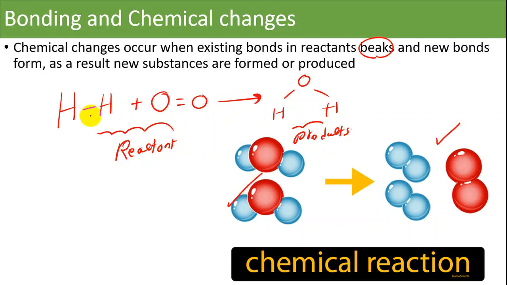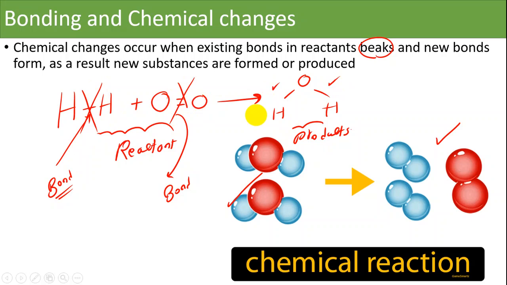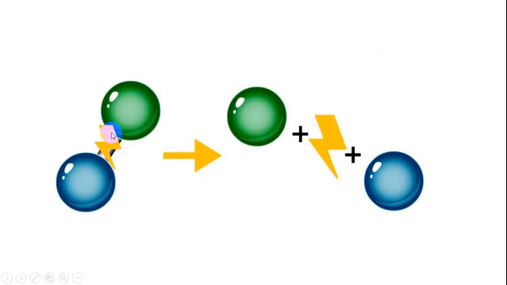So what happened to the bond here? This is a chemical bond that attaches the atoms to each other, and this one also is a bond. We have to break the bond in the reactant to form a new bond in the product. So chemical changes occur when existing bonds in the reactant break and new bonds form. As a result, new substances are formed or produced. So this is the chemical reaction. We have to break the bond in the reactant to make new bonds in the product.